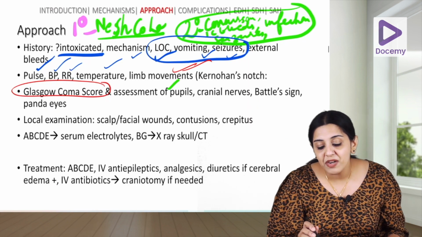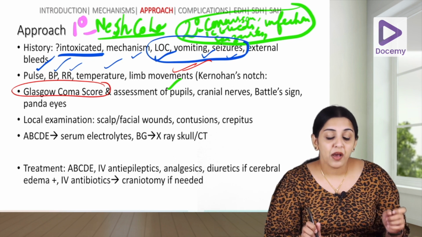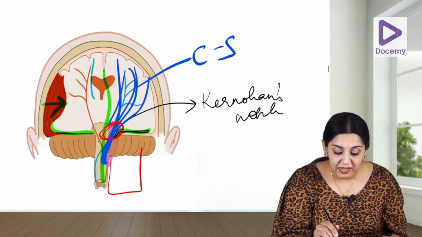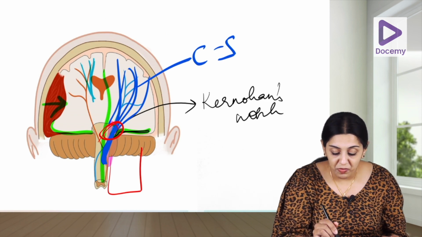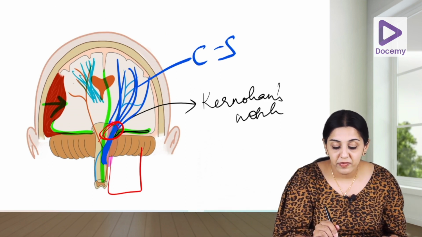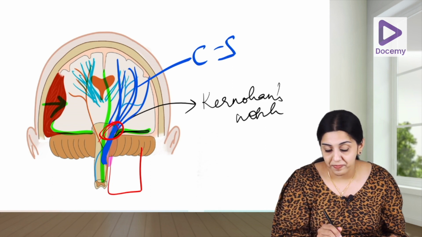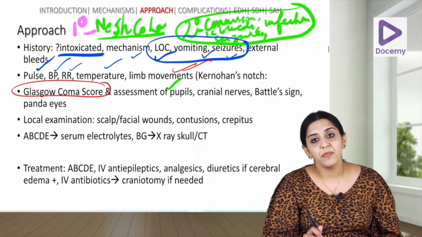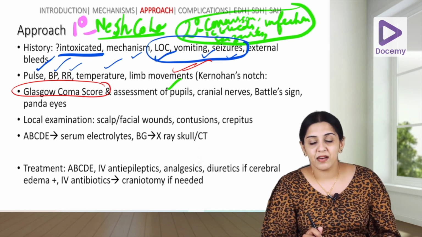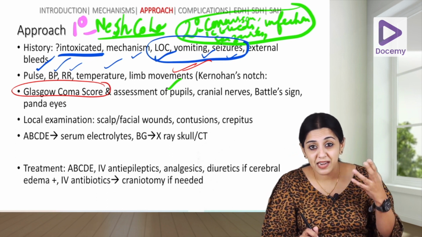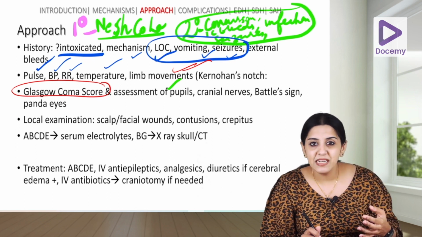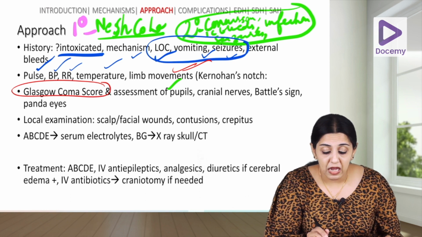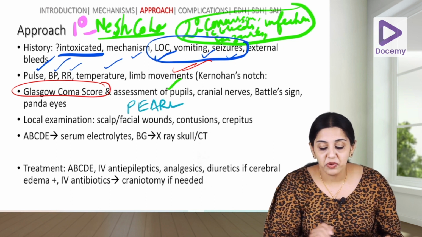The next is assessment of pupils. When the brain is affected, you know that there are so many nerves: the optic nerve, optic tract and oculomotor nerve. All these are very important nerves at the level of the cerebrum. So obviously pupils will be affected when there is a cerebral injury or a bleed inside the cerebrum. So you have to assess the pupil, and the normal pupils are equal and reactive to light, PEARL.